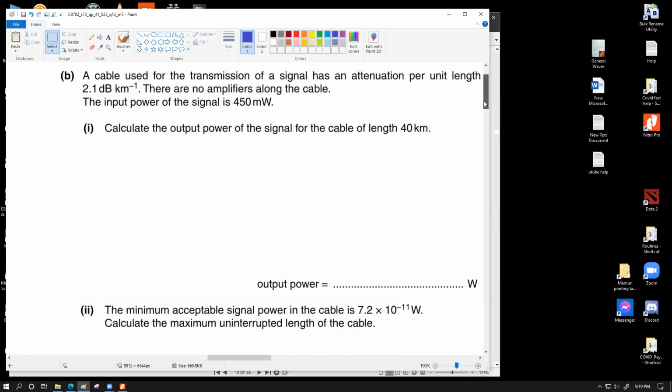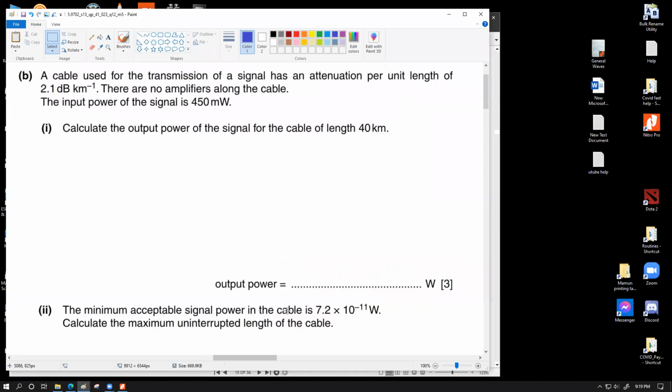So look, the question says that a cable used for the transmission of a signal. এখন পাবে খোলা, hold on just a second.